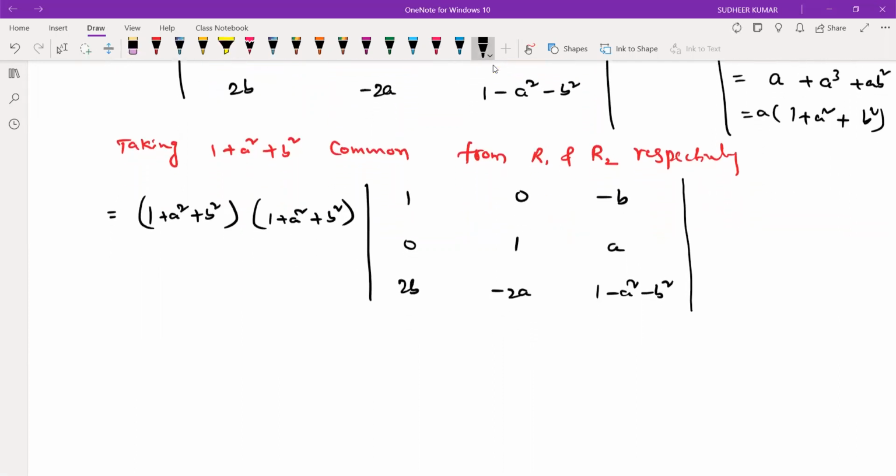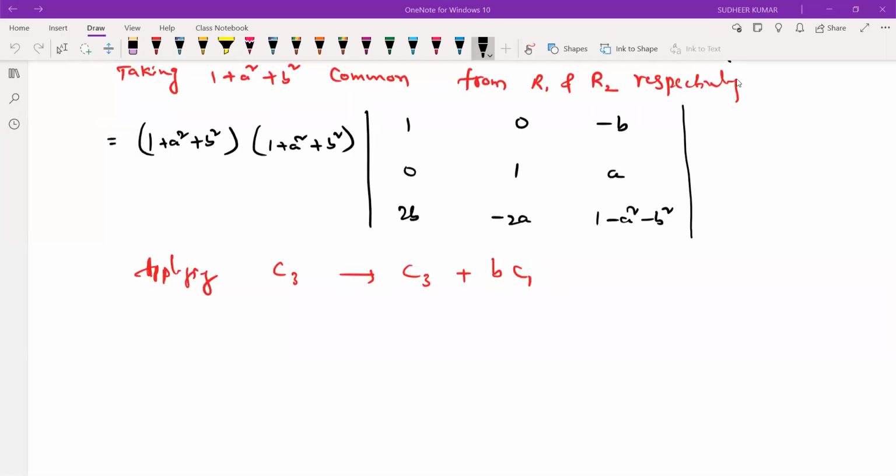I'll give you the hint to proceed to the next step. The next step is applying an operation to try to make it 0. So C3 changes to C3 plus bC1. So what will you get? Find it. If you proceed further, multiplying these two, those two are the same, so we get the result 1 plus a square plus b square whole square, and then only C3 is going to be changed. C1, C2 remain the same.